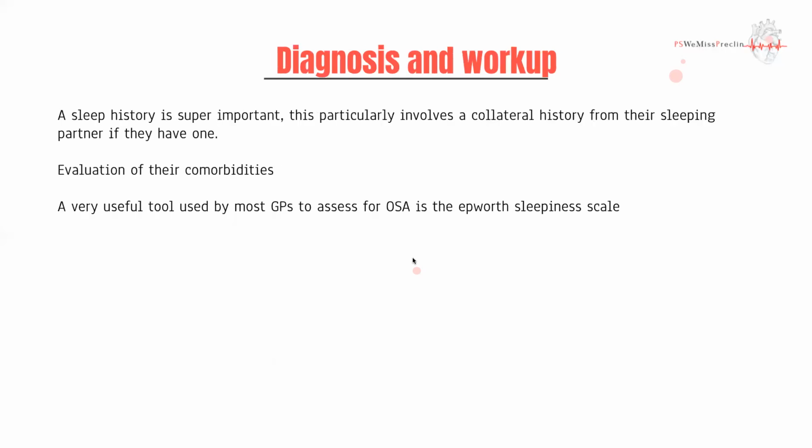In terms of taking a good history, you want to always try and take a collateral history from a partner if they have one. You want to assess their comorbidities. You want to exclude any other obstructive causes that we talked about earlier. So check their throat, check for any lymphadenopathy, assess their thyroid, assess their nasal septum, their tonsils, just make sure that there's nothing else causing it. In most cases, this will be fairly unnecessary because the cause would be your typical stock standard middle-aged patient with obesity, but it's still good to rule out.